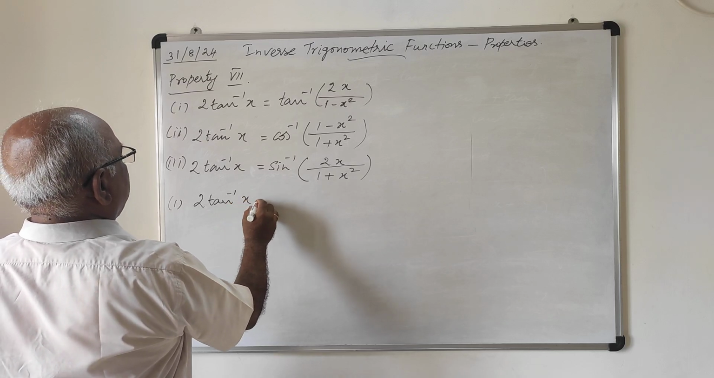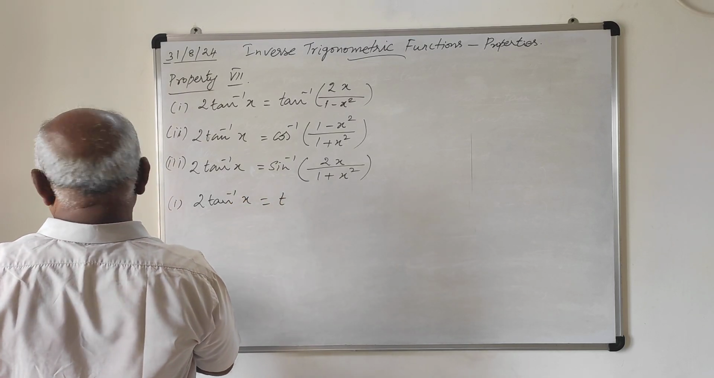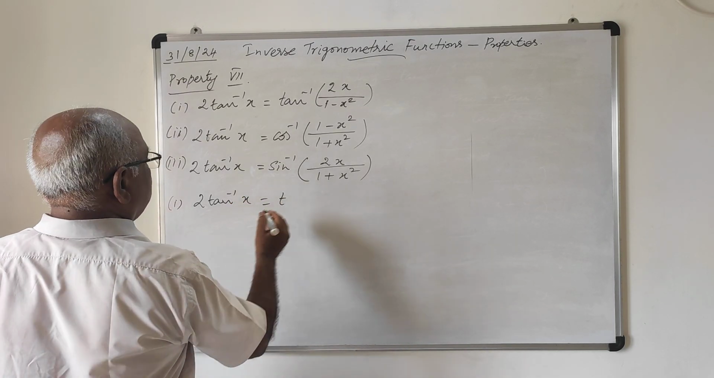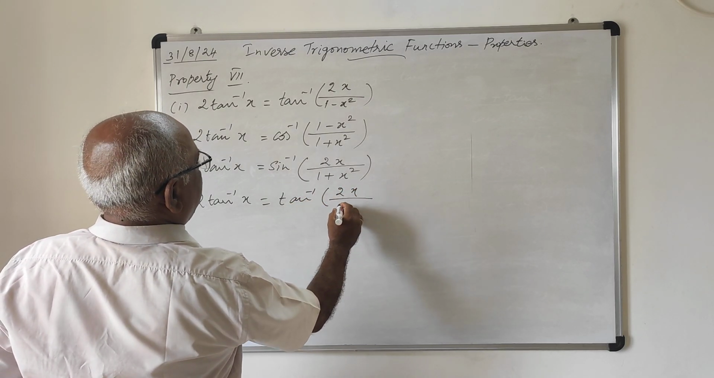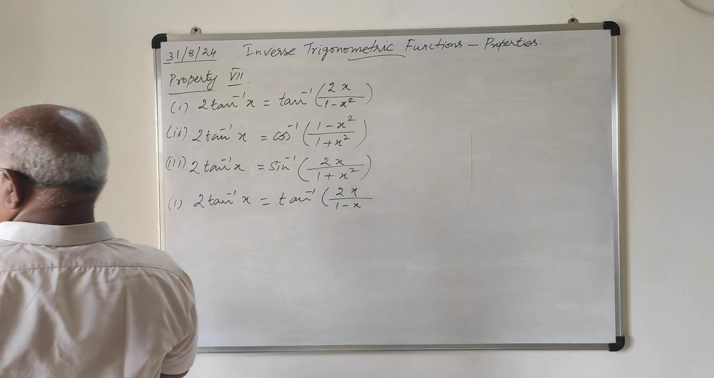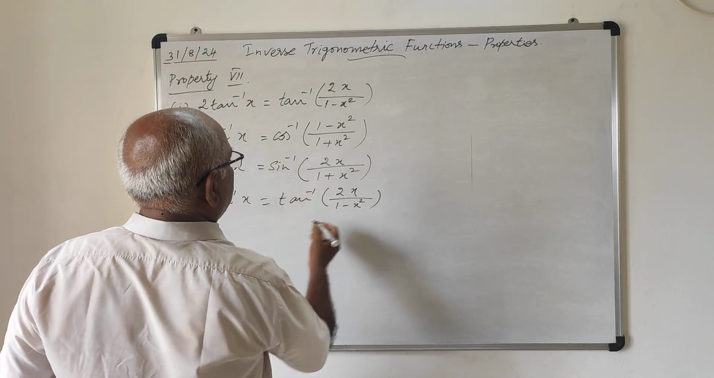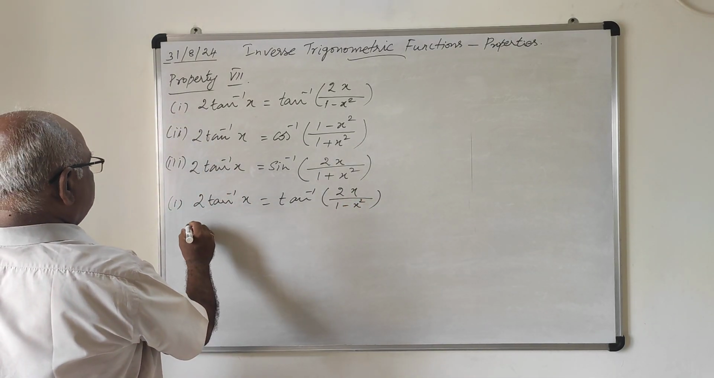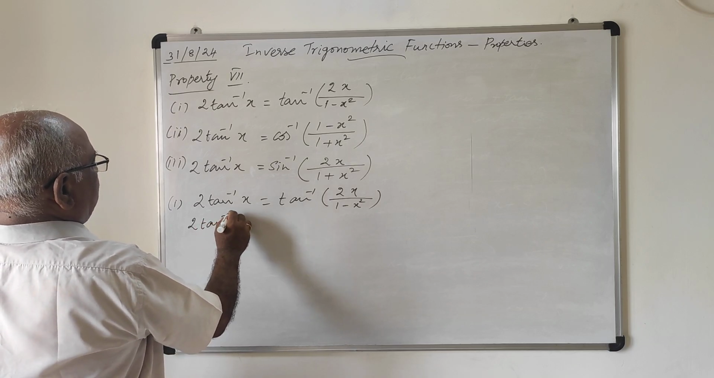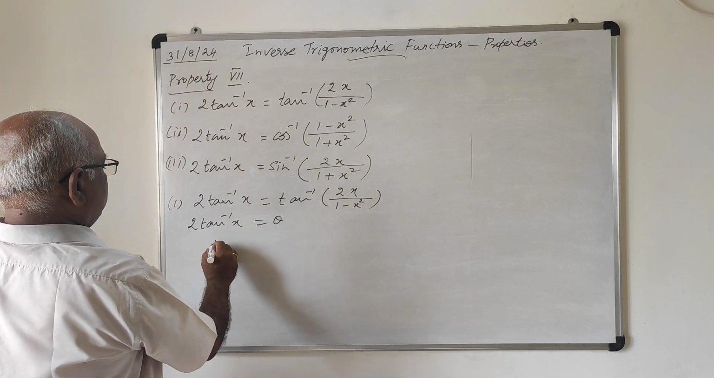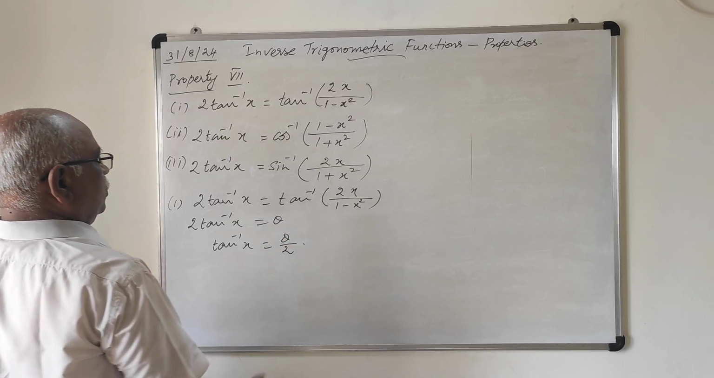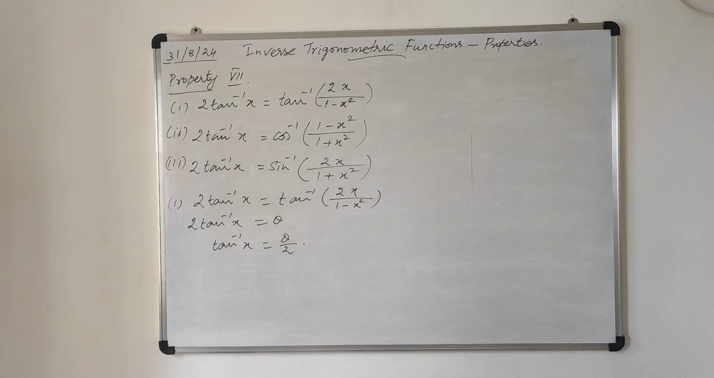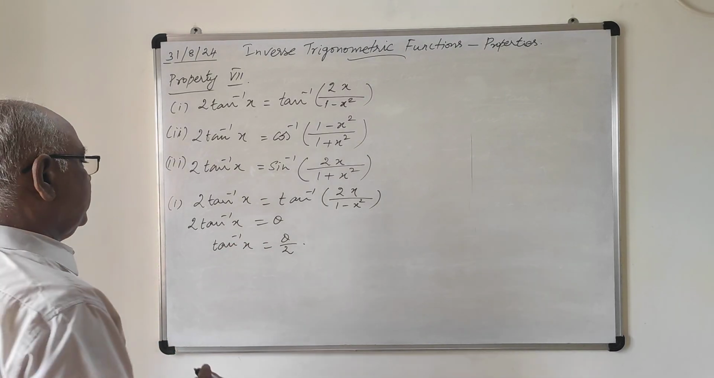Prove the first result: 2 tan inverse of x equal to tan inverse of 2x by 1 minus x square. To prove this result, I am considering 2 tan inverse of x equal to theta. From this, tan inverse of x equal to theta by 2. You know one half angle formula for tan theta.